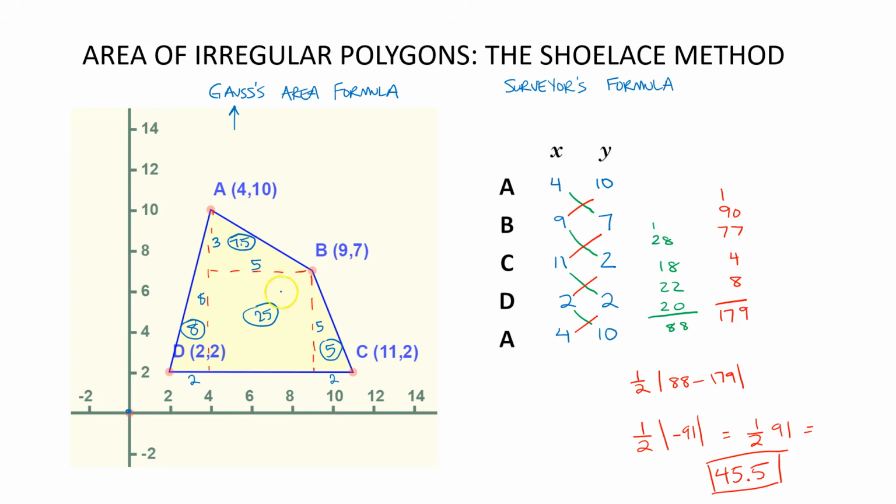Half of that is 7.5. This one's a square. 5 times 5 is 25. 1/2 of 5 times 2, that's 5. And if you add these up, 25 plus 5 plus 8 plus 7.5 gives you the same thing, 45.5. What's cool about this is it doesn't matter how many points there are. As long as it's a simple polygon, this works no matter how many points you got.